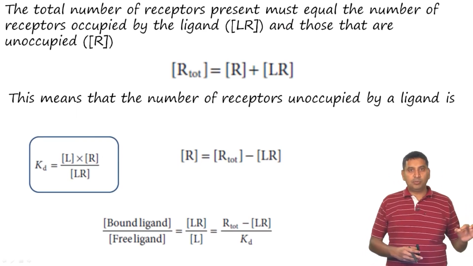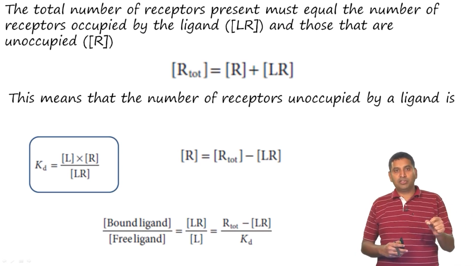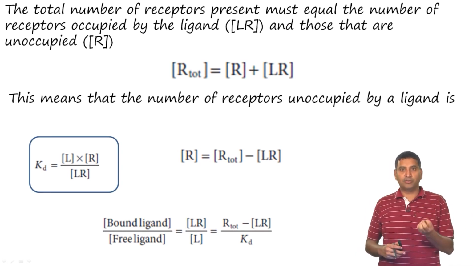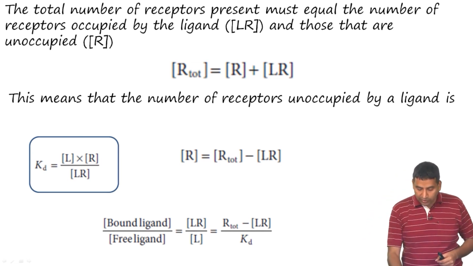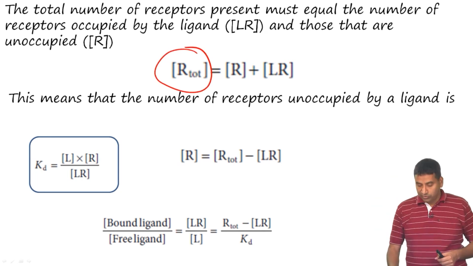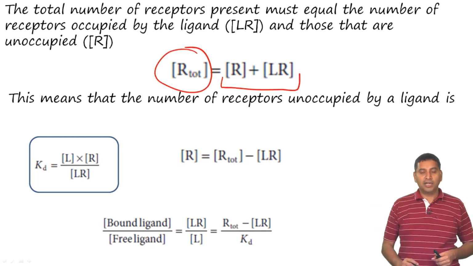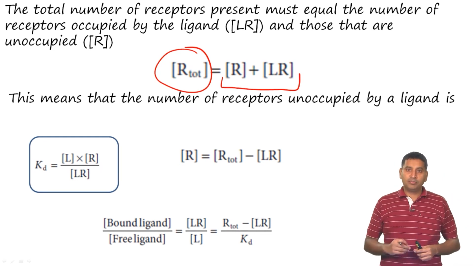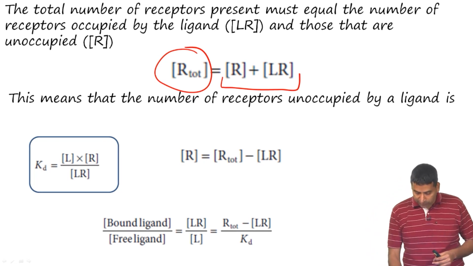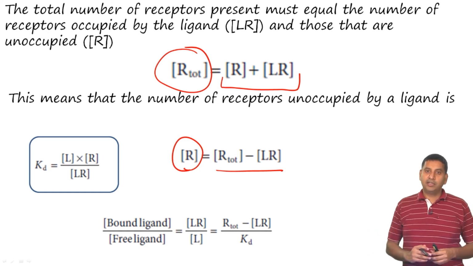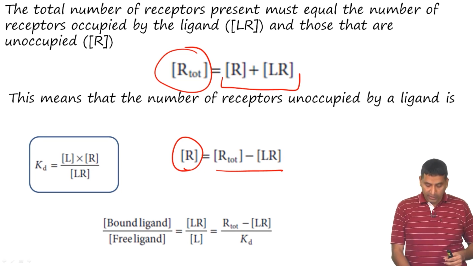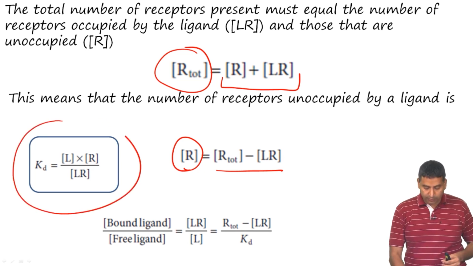So, the total number of receptors present must equal the number of receptors occupied by the ligand, that is concentration of LR, plus those that are unoccupied, that is R. So, we define a term known as R total, which is a sum of R and LR. Okay. What this means is that the number of receptors that is unoccupied by a ligand, that is R, is a difference between the total number of receptors and the ligand bound receptors. And as we know from our previous equation, Kd is defined as shown here.